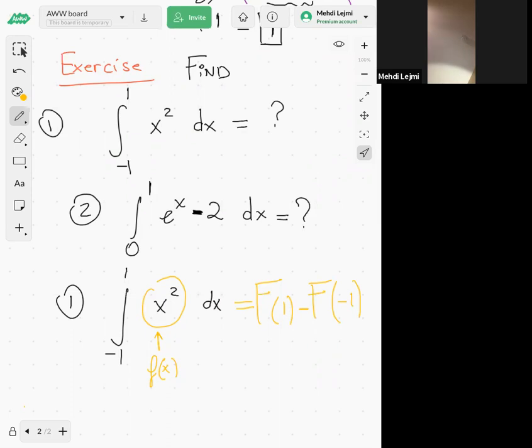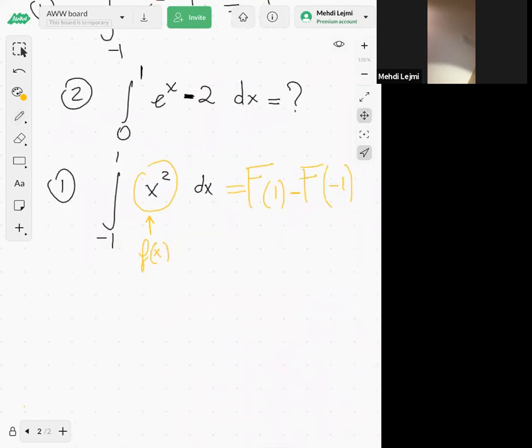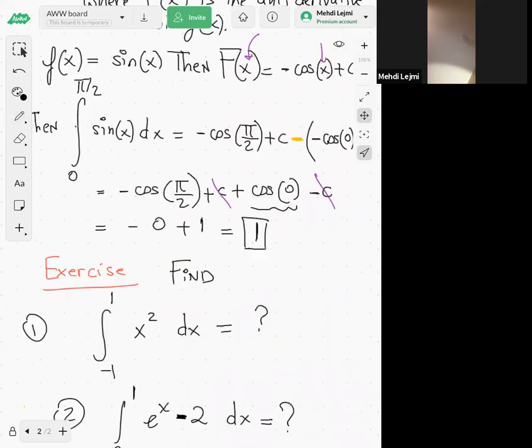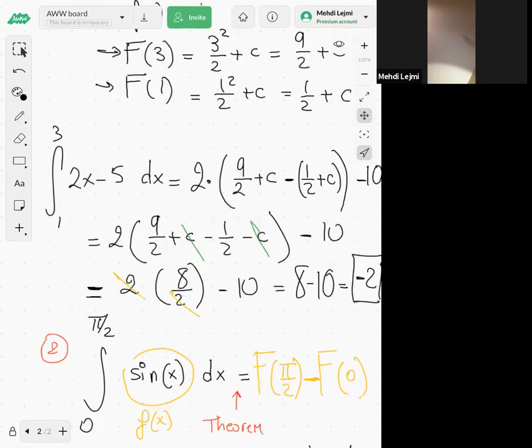So lowercase f of x is x squared. So then the antiderivative. What 2x? No, 2x, that's the derivative. The derivative of x squared is 2x. But we need the antiderivative or the integral. The antiderivative is like the opposite of the derivative. So the antiderivative of x squared, yes, Elias, is x cubed over 3.